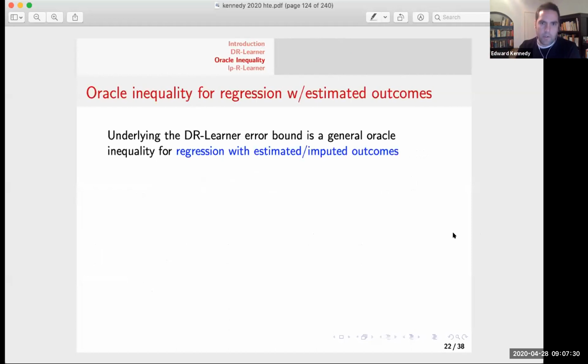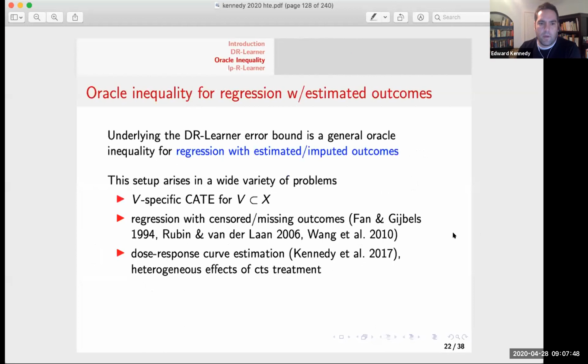So just quickly, I want to mention, in the interest of time, that underlying this bound, there's a general oracle inequality that was actually used to derive this. That applies in general to regression problems where you have an unknown outcome that you need to estimate. And this comes up in a lot of problems actually, estimating V-specific conditional effects. So, we're thinking about the case where we're estimating a conditional effect given all the covariates, but you could estimate an effect just given a subset of them. Regression, when you have missing outcomes, this is sort of equivalent to the causal inference problem in some sense.